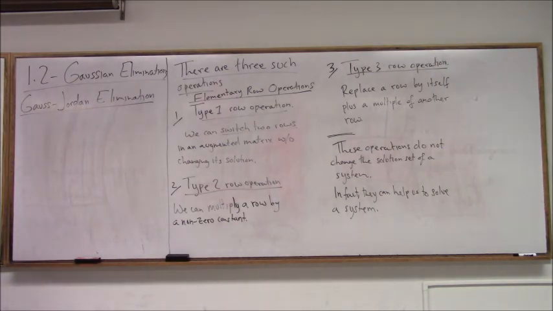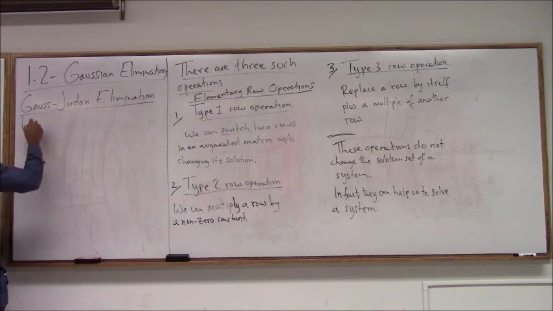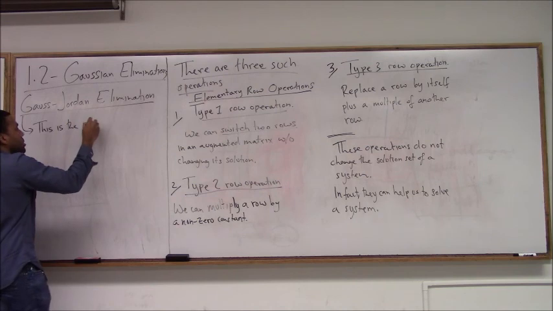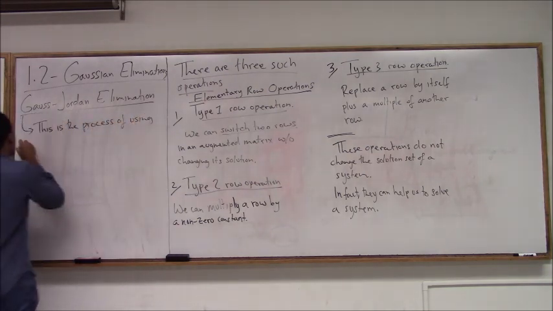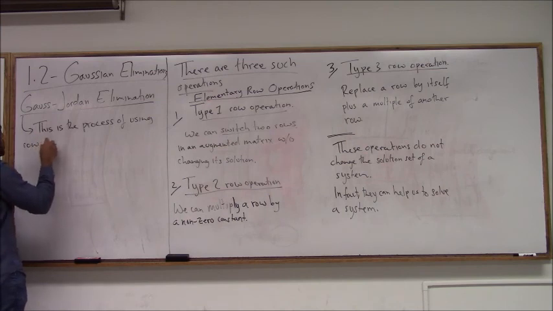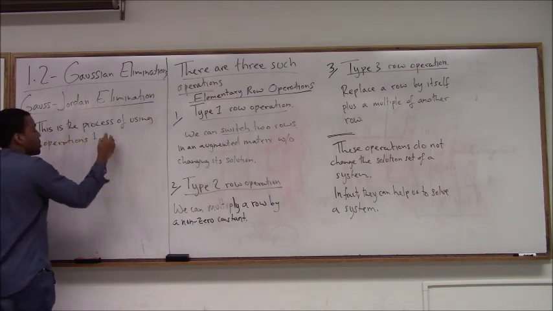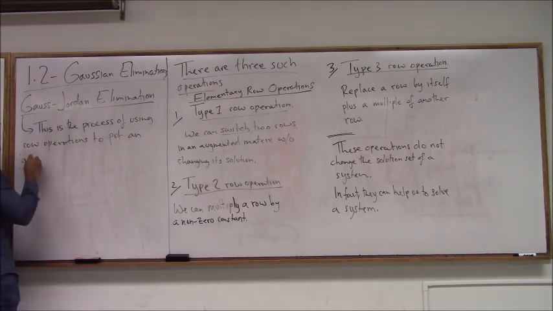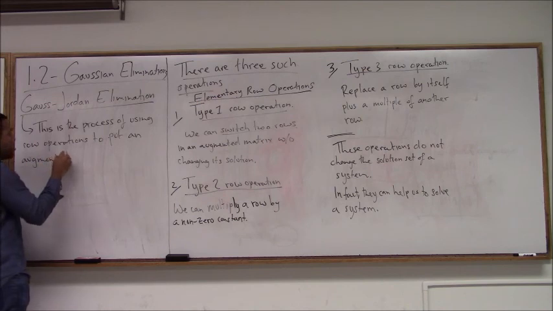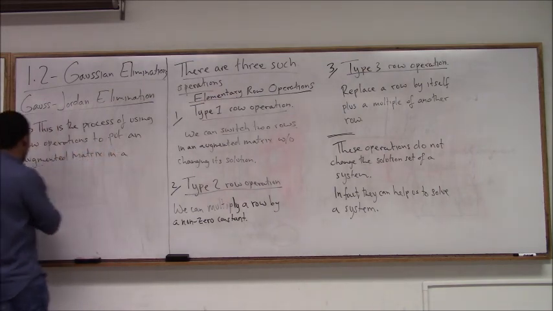This leads us nicely into Gaussian elimination. By the way, this is the process of using row operations to put an augmented matrix in a convenient form.